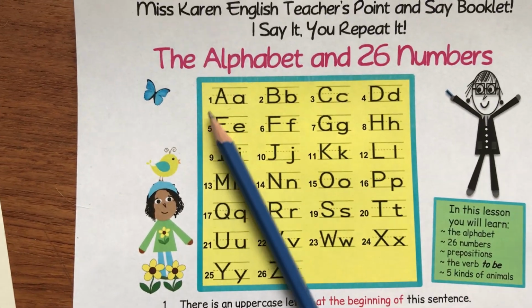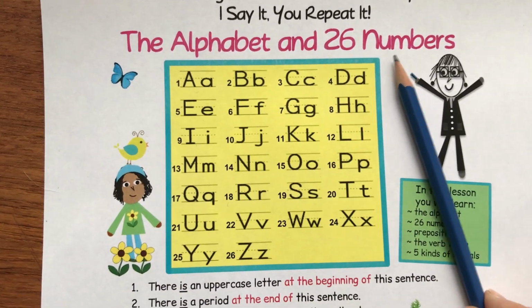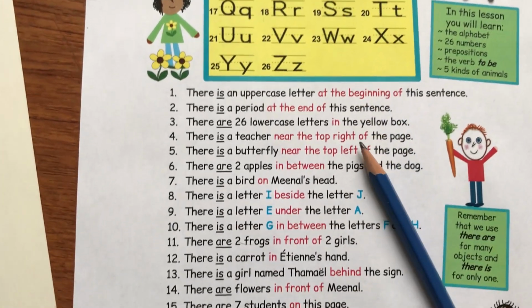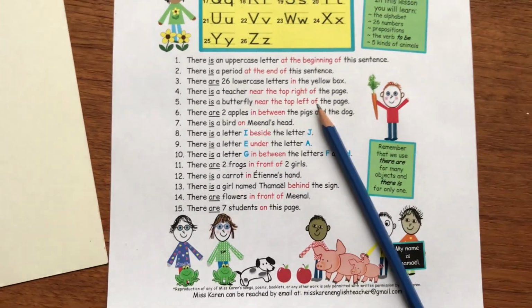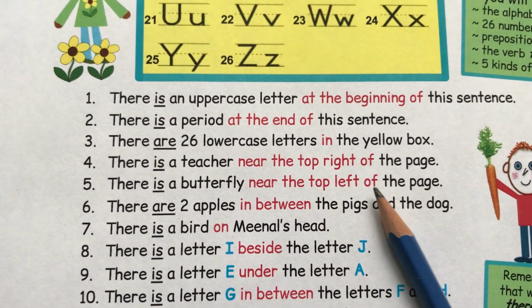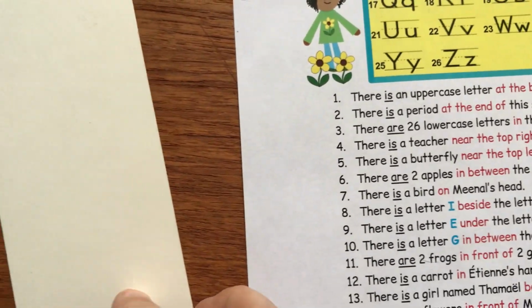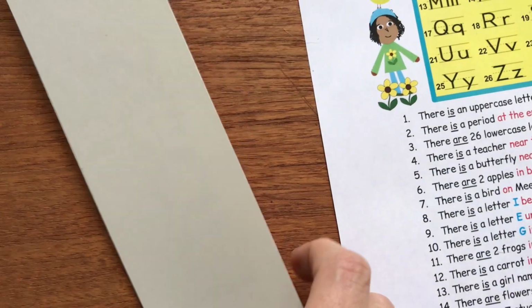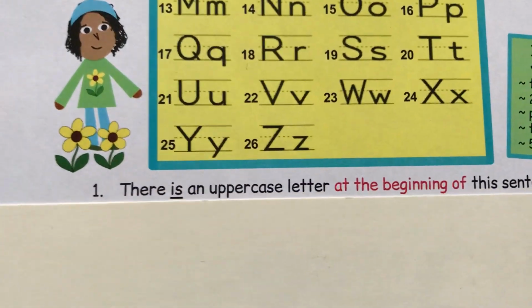You've just learned the alphabet and 26 numbers. Now, let's learn some more things on this page. Let's read these sentences. I'm going to use this paper here, this cardboard, to help you stay focused.